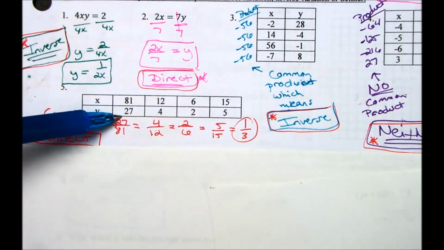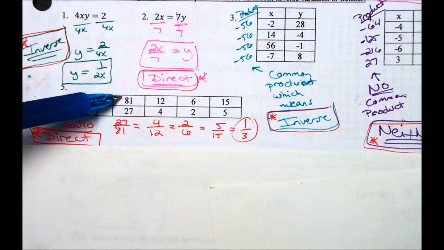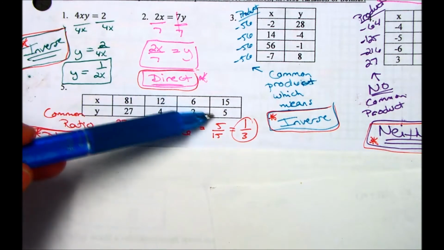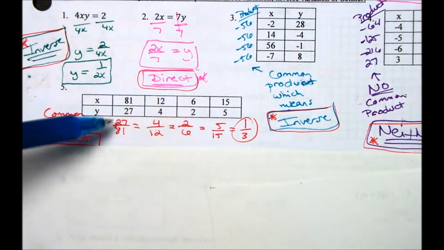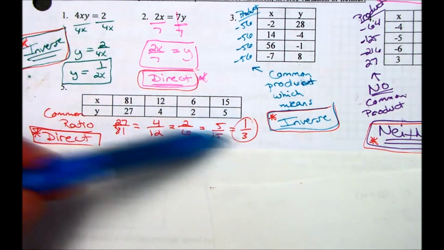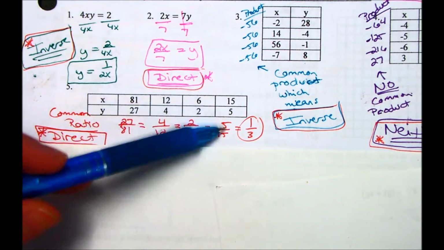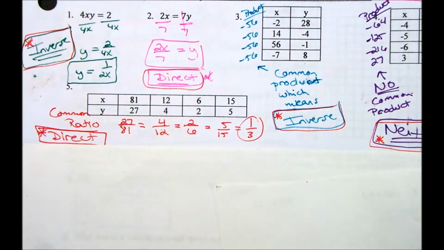But if I divide y by x, 27 over 81, 4 divided by 12, 2 divided by 6, and 5 divided by 15, I would get the same. It would simplify to 1/3 every time. So there would be a common ratio. So that means that these points have a direct variation.